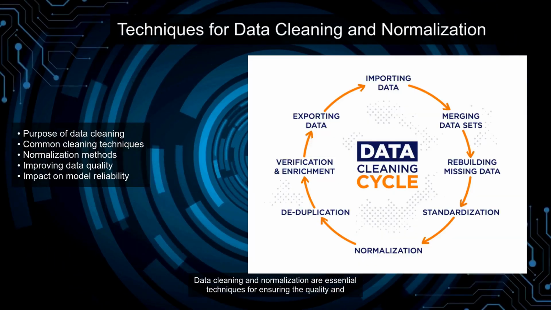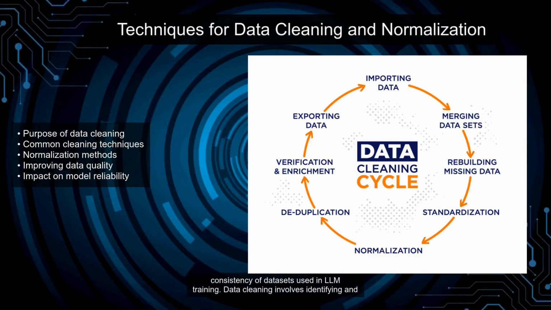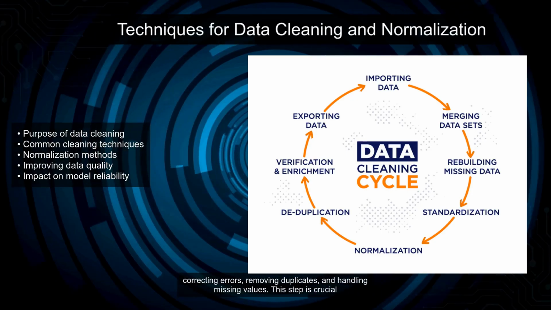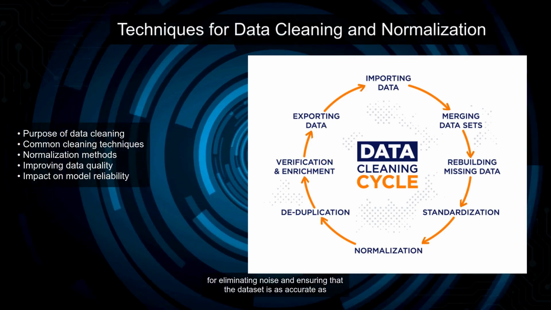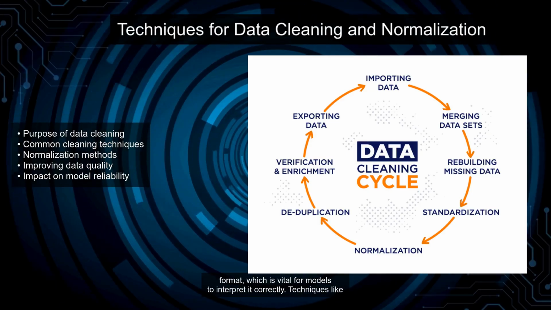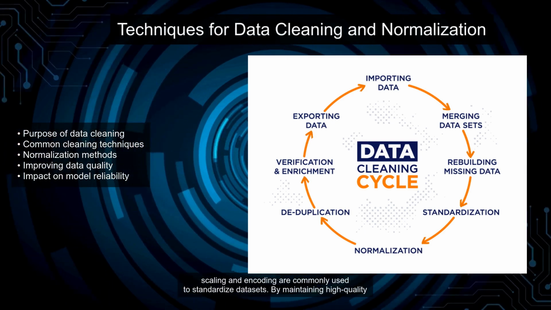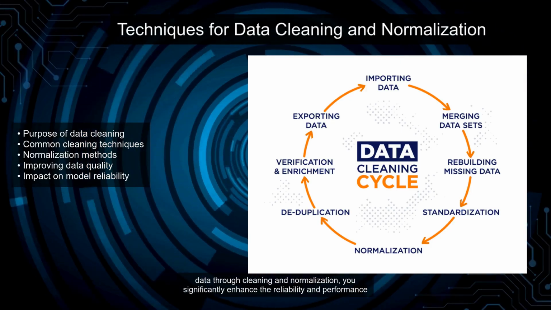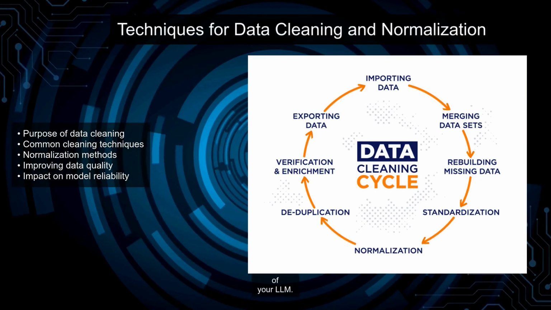Data cleaning and normalization are essential techniques for ensuring the quality and consistency of datasets used in LLM training. Data cleaning involves identifying and correcting errors, removing duplicates, and handling missing values. This step is crucial for eliminating noise and ensuring that the dataset is as accurate as possible. Normalization, on the other hand, involves transforming data into a consistent format, which is vital for models to interpret it correctly. Techniques like scaling and encoding are commonly used to standardize datasets. By maintaining high-quality data through cleaning and normalization, you significantly enhance the reliability and performance of your LLM.